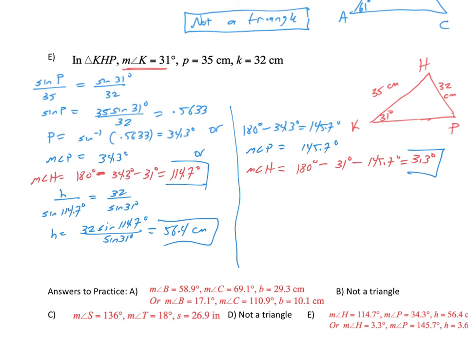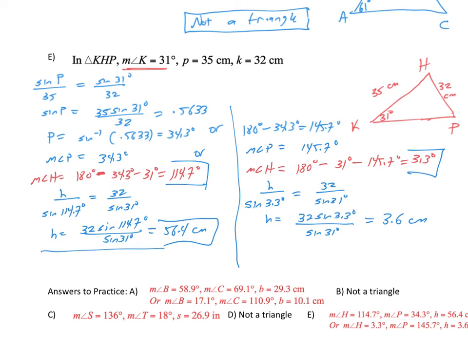And we'll do it one more time for the second triangle. So little h over sine of H, in this case, which is 3.3, over sine 3.3 degrees, is equal to 32, which is k, over sine of K, which is sine of 31 degrees. Multiply both sides of the equation by sine of 3.3. So 32 times sine 3.3 over sine of 31 degrees is h. And if you enter that in, you get h is 3.6 centimeters.